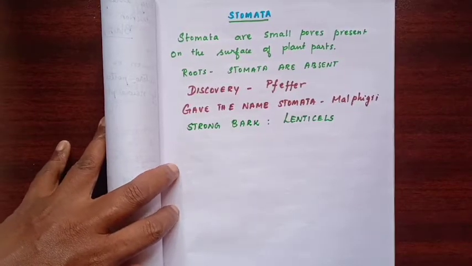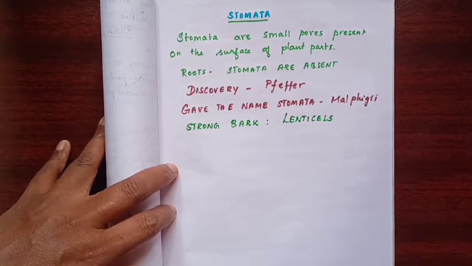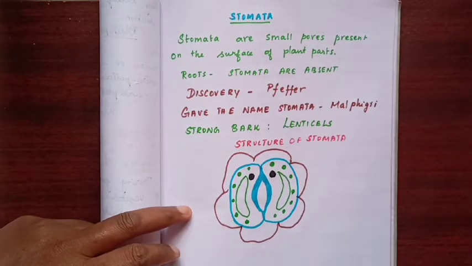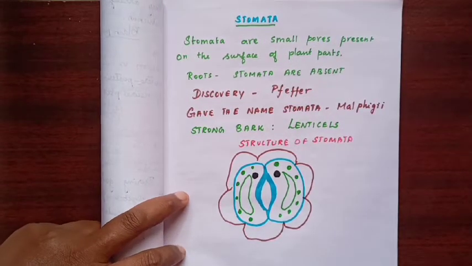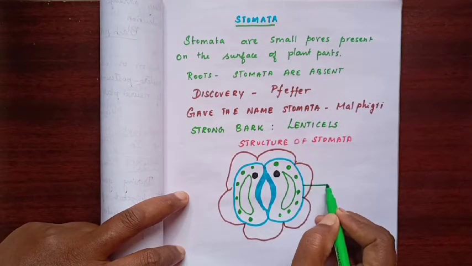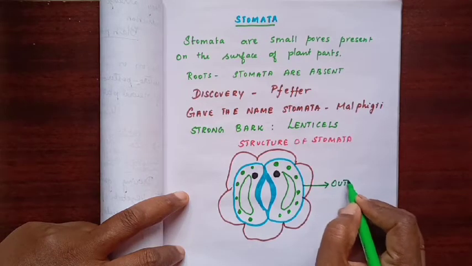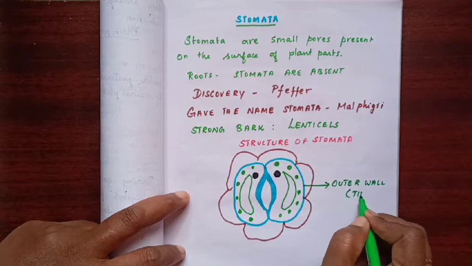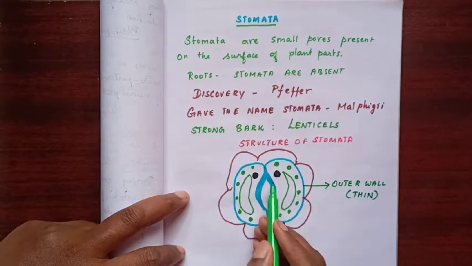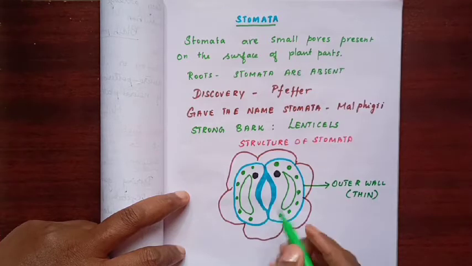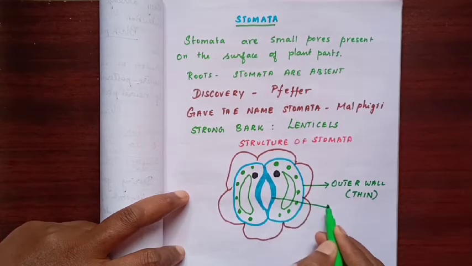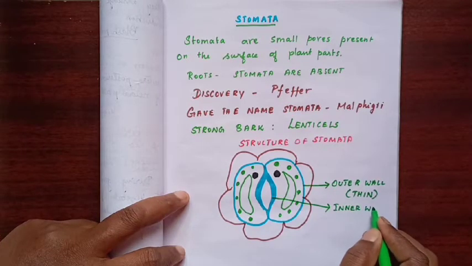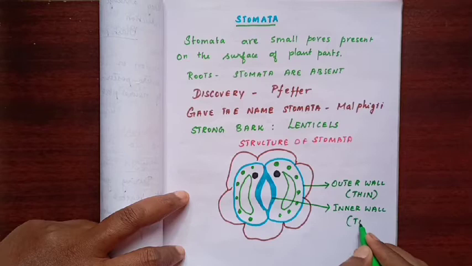Next, we are going to see about the structure of stomata. Now, this is the diagram of stomata. I will tell you how to mark the parts. So, the first is the outer wall, which is very thin wall. In the diagram, you can see the thick lining. So, this is the inner wall, which is very thick.